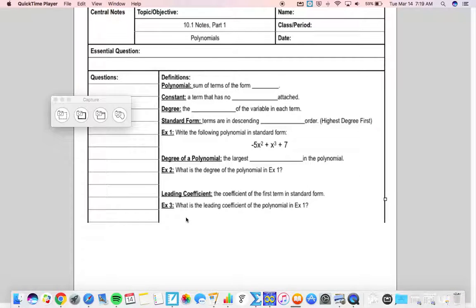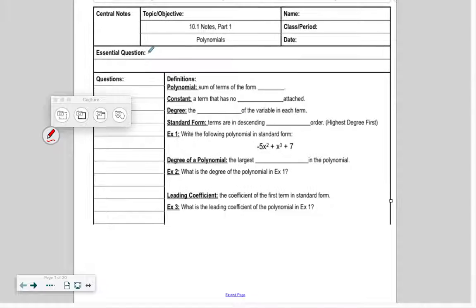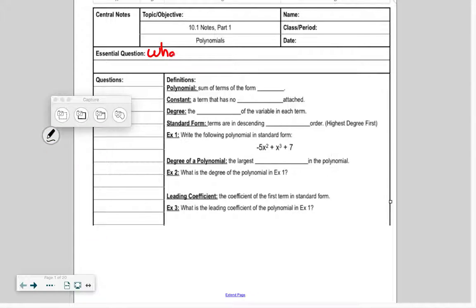Good morning. Today, as we look at polynomials, we'll be answering the question, what is a polynomial? Also, what are some ways to describe it?